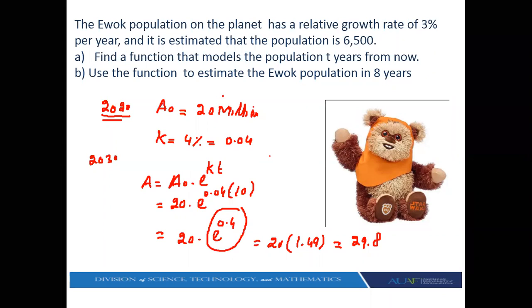So the k value, when k value is positive, then it's growth, it's increasing. When k value is negative, then it's decreasing. In a question, if it is given that the growth rate, for example, the population is increasing 3% per year, increasing means this value is positive. If it is given that the population is decreasing or the growth rate is decreasing, then you can take a negative value.